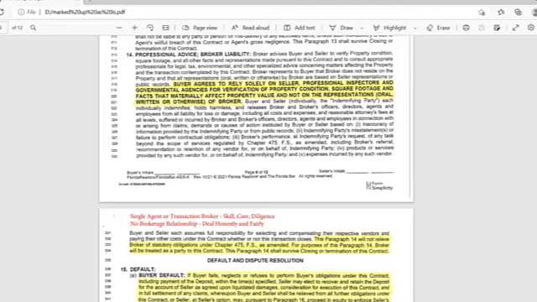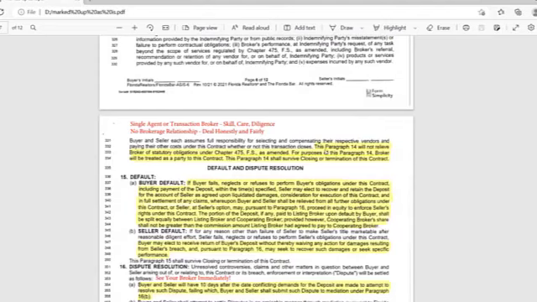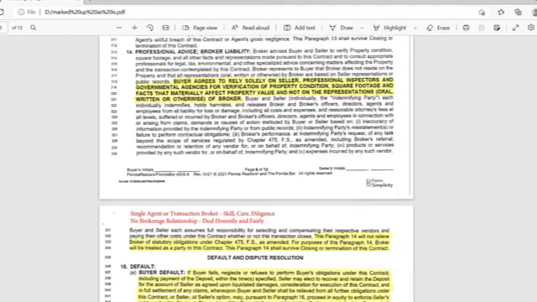But I do want you to keep in mind here, starting on line 332, this paragraph 14 will not relieve the broker of statutory obligations under Chapter 475 of the Florida Statutes as amended. For purposes of this paragraph 14, the broker will be treated as a party to this contract. This paragraph 14 shall survive closing and termination of the contract. So here's what I want to say. This is not your get out of jail free card.